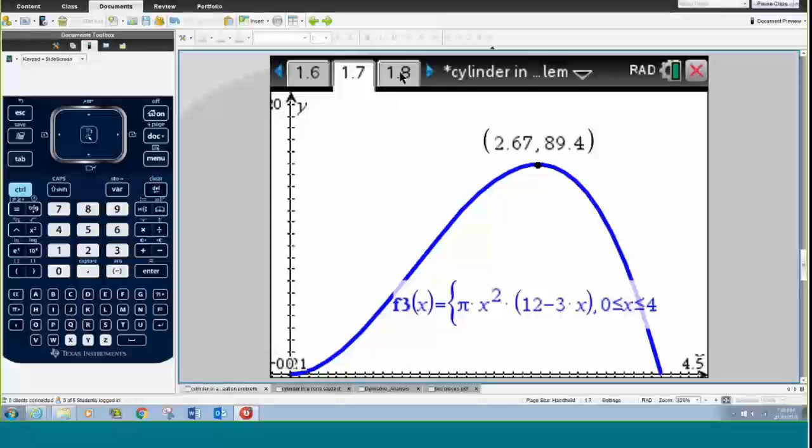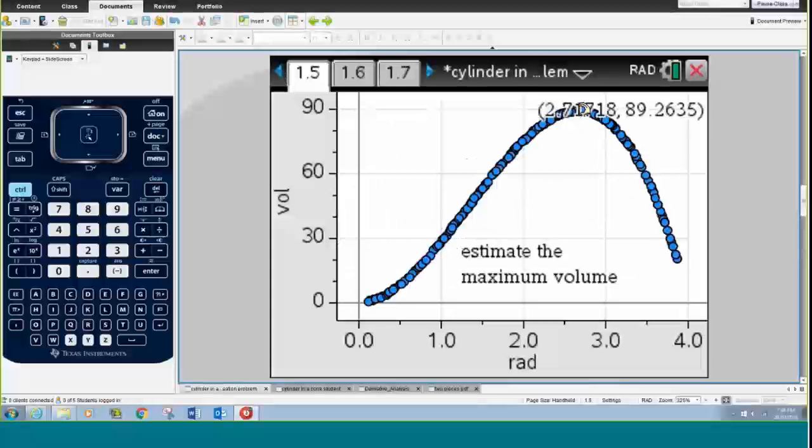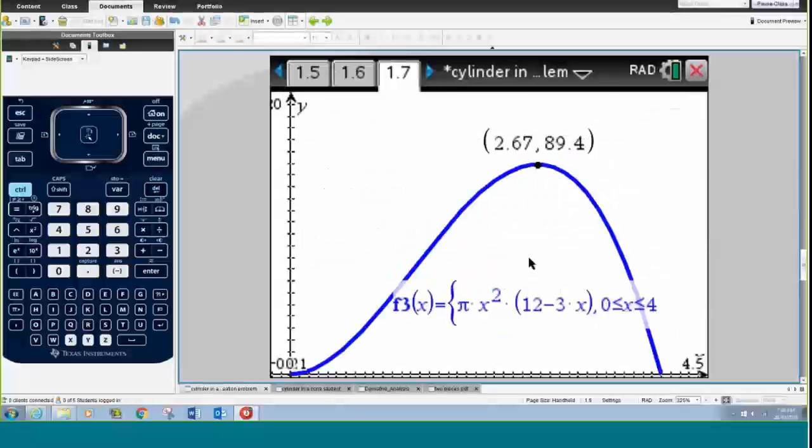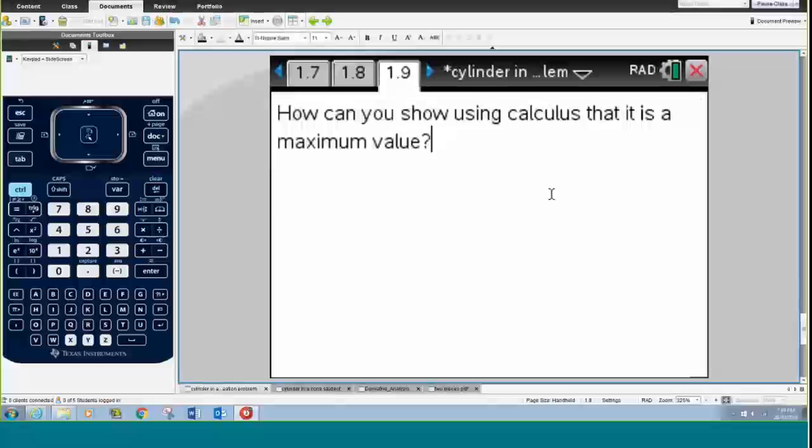So that is the graph, using calculus and getting the maximum volume, which is 89.4. They could have estimated this volume, that's one of the questions here, by finding the maximum. As we can see, it is about 89 point something. Then using calculus, of course, we confirm it is 89.4 at x equals 2.67. We could use numerical solve as well and get the x value and then the y value at this particular point. How can you show using calculus that it is a maximum value?